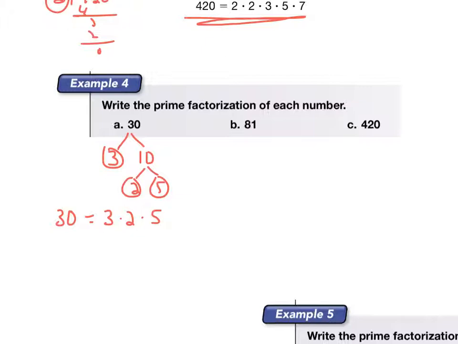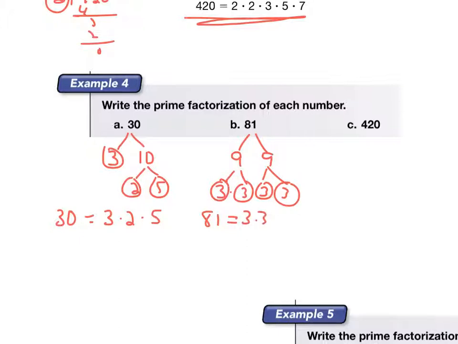Now I'll do B, 81. So I know that 9 times 9 is 81, and each of the 9s breaks down into 3, and the 3s are prime. So the prime factorization of 81 would be 3 times 3, that's 9, times 3, which is 27, times 3, which is 81. And we've already done 420, so we're not going to do that again. So that's example 4. Now let's look at example 5.